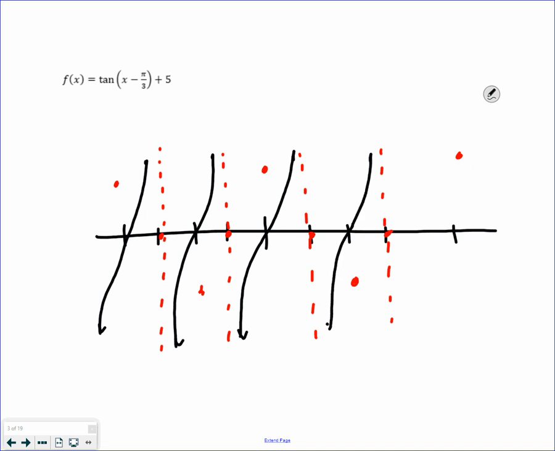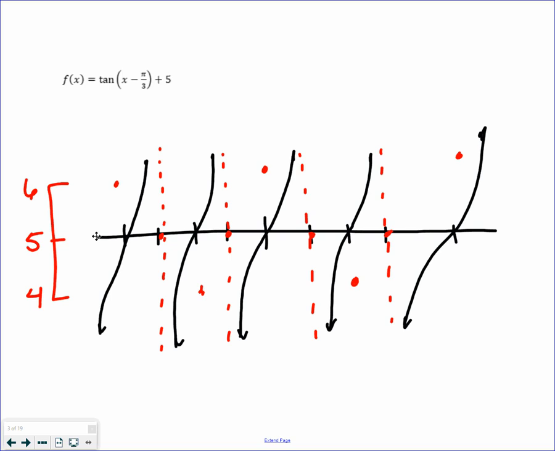Let's talk about where the midline actually occurs. So the midline will occur at 5. Notice the number at the end. No number in the beginning, so you're talking about a 1. Again, this is merely for scale. There isn't an amplitude for tangent, but it gives you a scale as to where the points would be located.